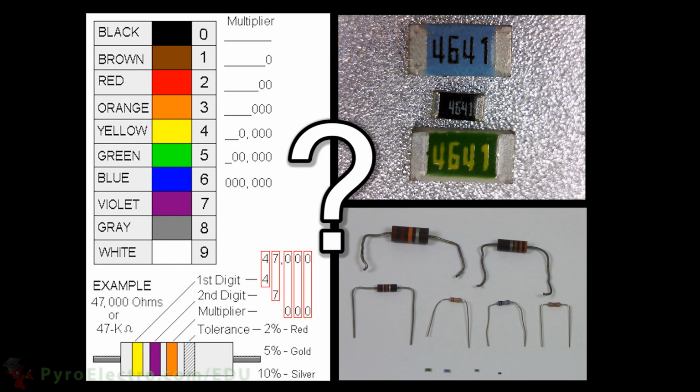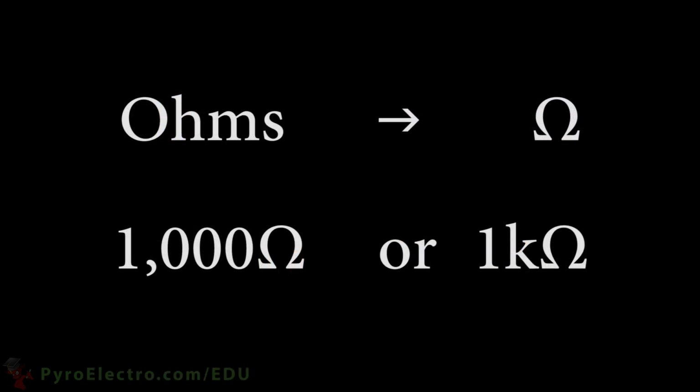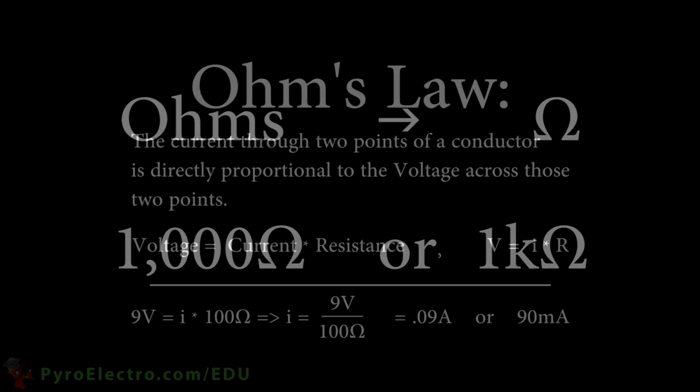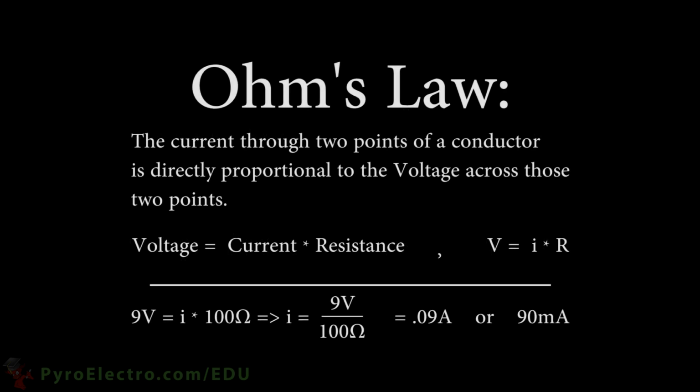So now we have to ask ourselves, what is actually happening here, and how do I know which resistor is what electrical resistance? To start, electrical resistance is measured in ohms, the capital Greek letter omega. For example, 1000 ohms or a 1 kilo ohm resistor is a common value used in electronics. The relationship between electrical voltage, current, and resistance is called Ohm's law.